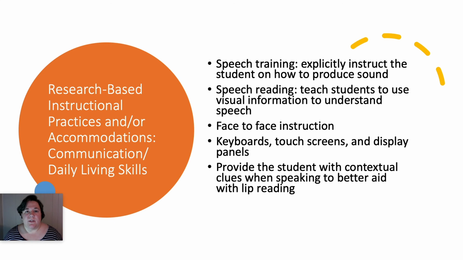There are alternate ways to communicate rather than verbal. So in this electronic world, they should have access to keyboards, touchscreens, and display panels so they can communicate with people better if needed. When you're speaking, provide the student with contextual clues to better aid with lip reading. Because some words, when they are said, they look the same. So to better aid the student to pick which word is correct, offer up those contextual clues.